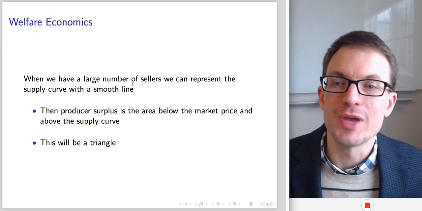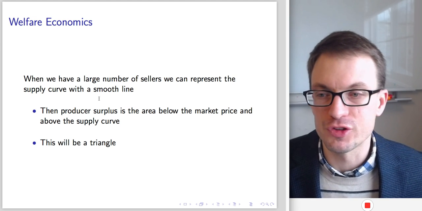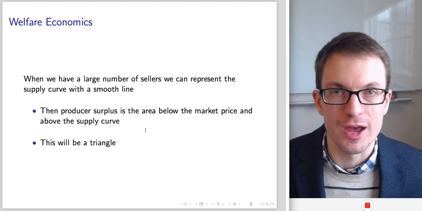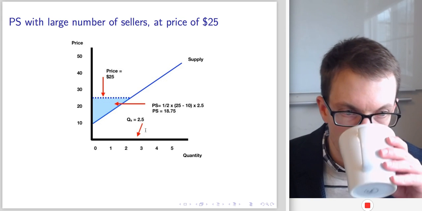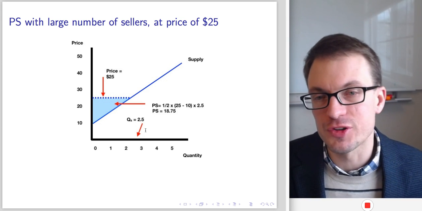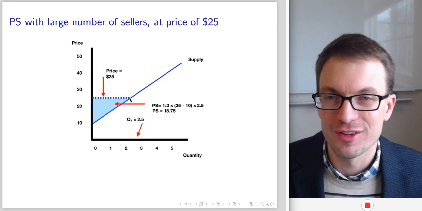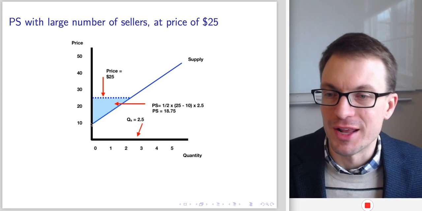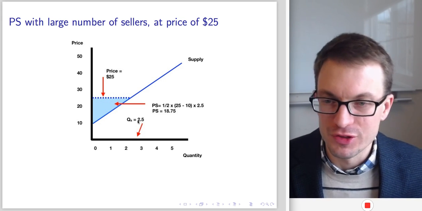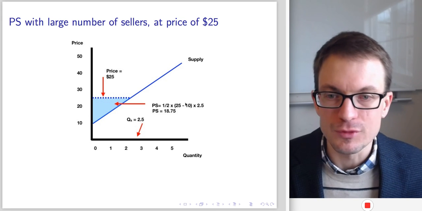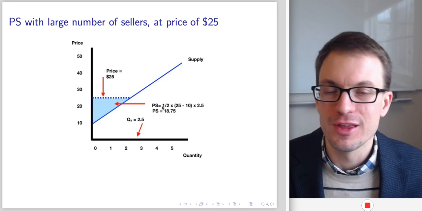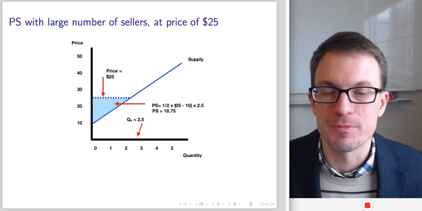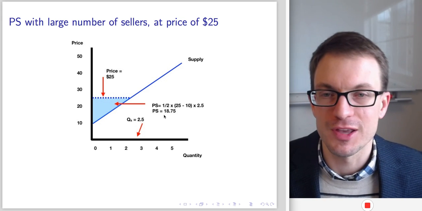Okay, well, suppose we have a large number of sellers. We could represent the supply curve with a smooth line. Producer surplus is the area below the market price, above the supply curve, and it's a triangle, just like with consumer surplus. Right, so here's our supply curve. Here's our market price at 25. Area of a triangle is 1/2 base times height. What's that triangle? Well, 25 minus 10 is one side, and then the other is 2.5 minus 0. Right, so 25 minus 10 times 2.5 times 1/2. All right, and this gives us producer surplus of $18.75.